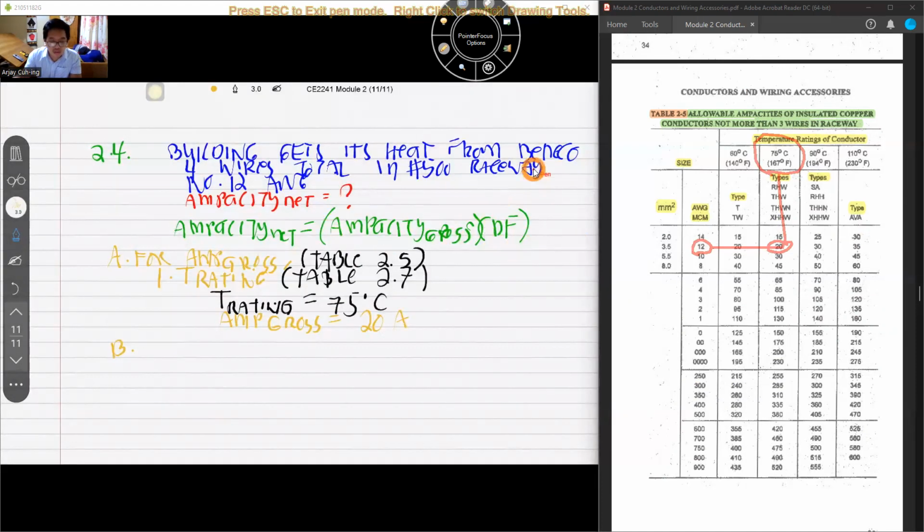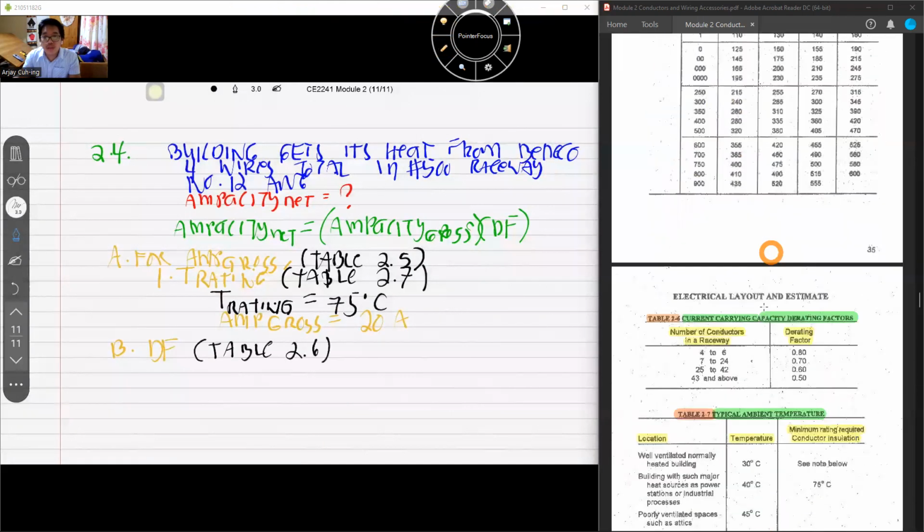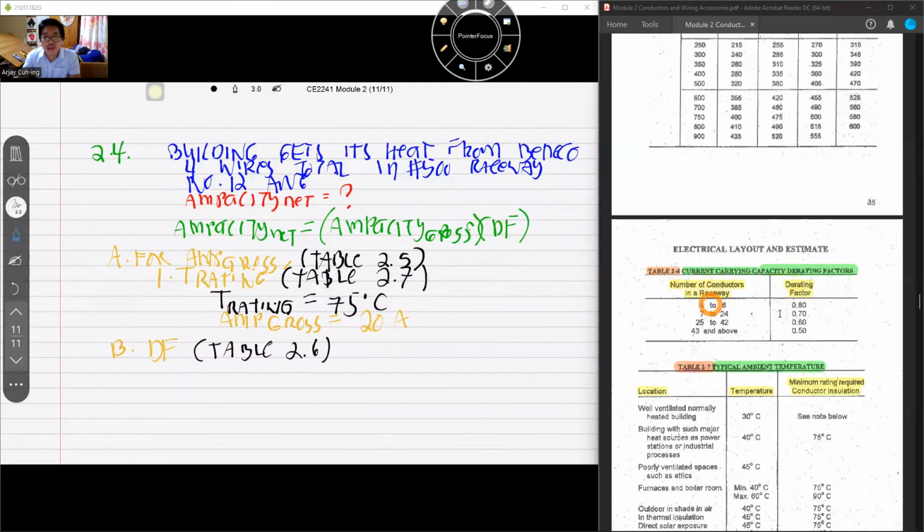Dapat kailangan natin kung ano yung the rating factor natin. So para sa the rating factor class, kailangan natin pumunta sa table 2.6. Okay. So kung titignan nyo kasi yung ating table 2.6, yeah, depende lang siya sa number of wires. Okay. So since sa ating class is 4, so matik yun na. So 4 tayo class. So ang the rating factor natin class is yung yan, 80.